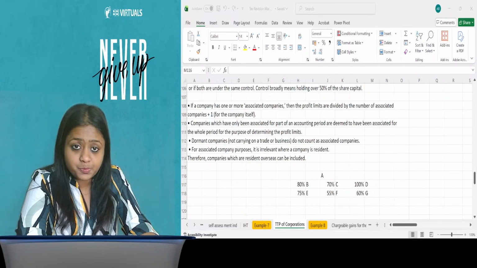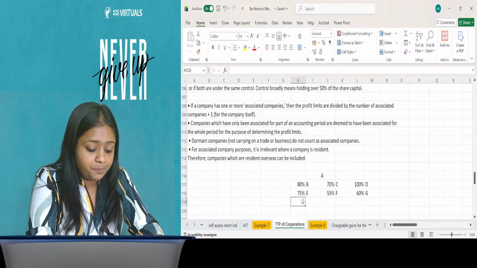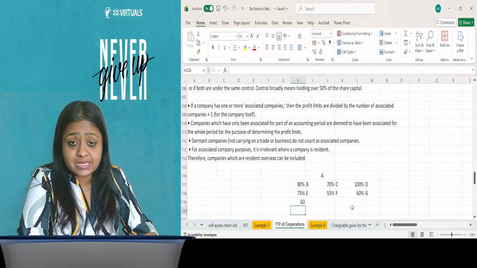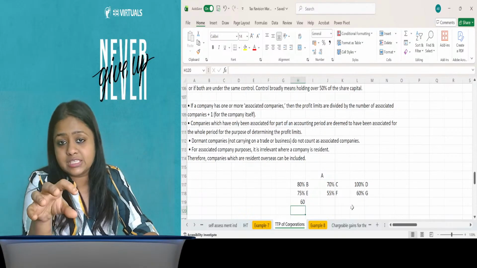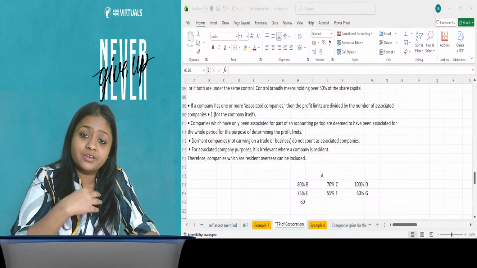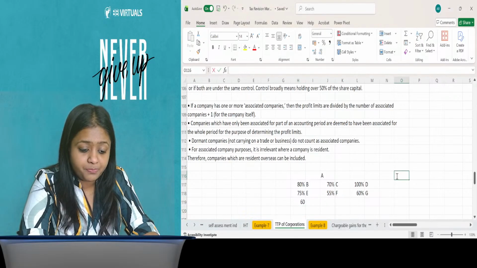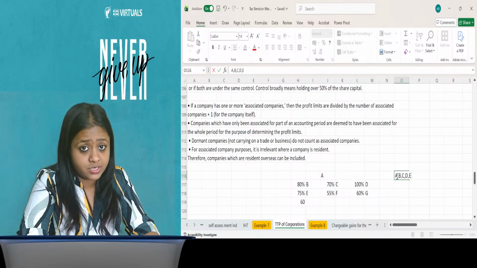Now A's investment in B is 80. What is the investment in E? So you will multiply 80 with 75%. You get here 60%. So A's net investment in E is 60%. That we say is effective interest in E or indirect interest in E. Since this is also beyond 50%, when we make the group companies where I'll have A, B, C, D, E will also be a part of associated companies.